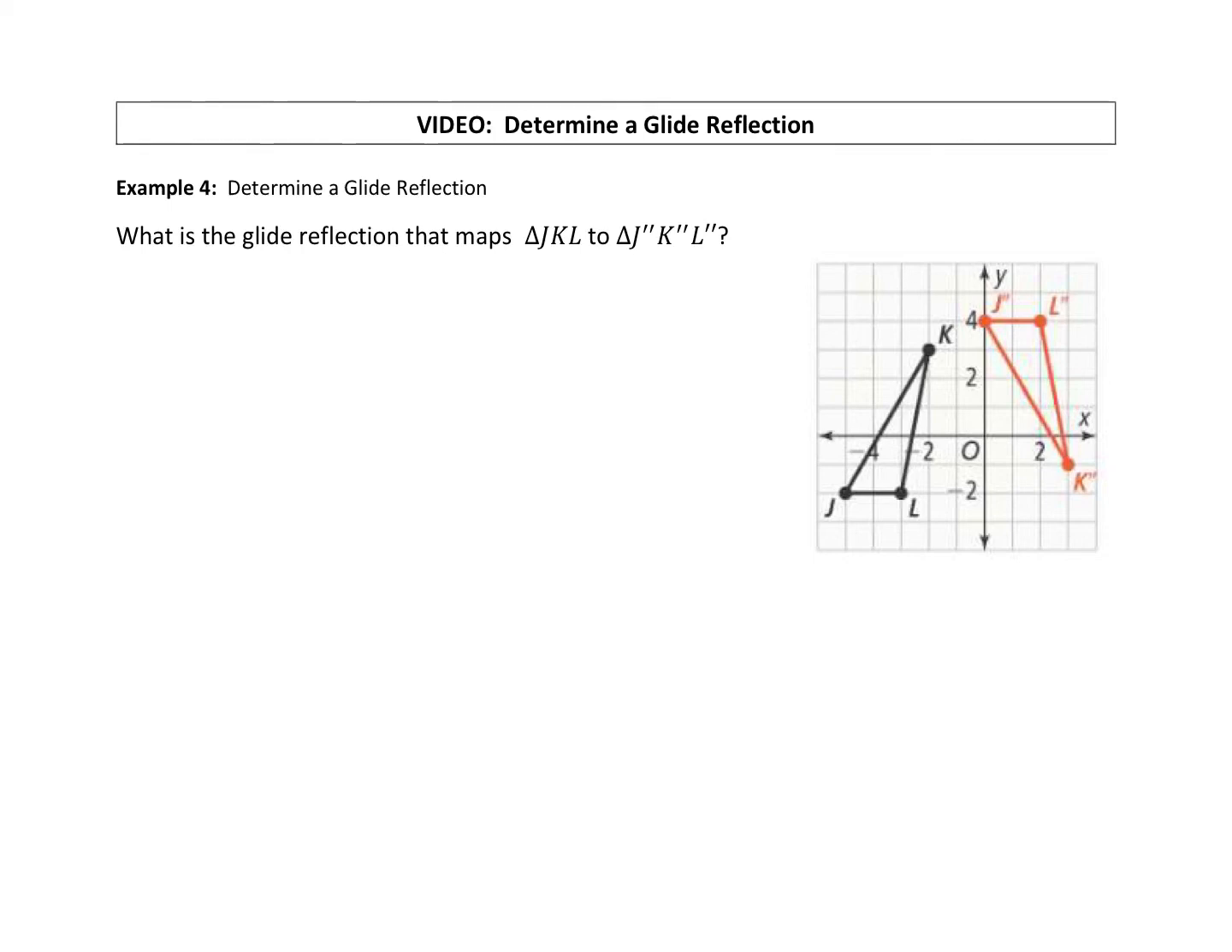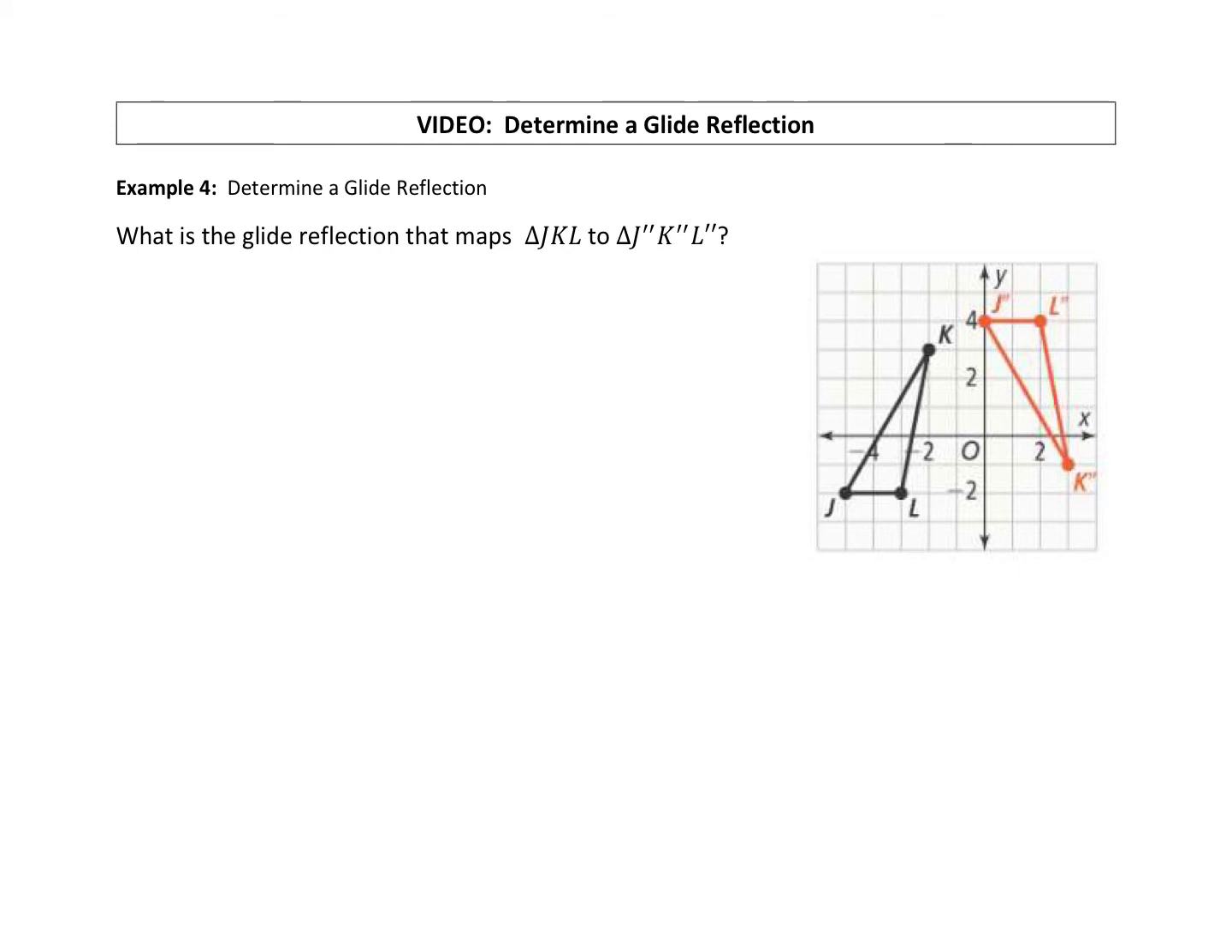All right, we've got our last video. We're going to determine the glide reflection. So what is the glide reflection that maps triangle JKL, here's triangle JKL, our pre-image, to triangle J double prime, K double prime, L double prime? This is the red triangle.